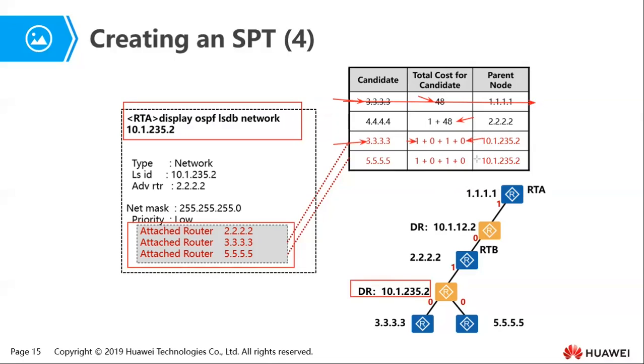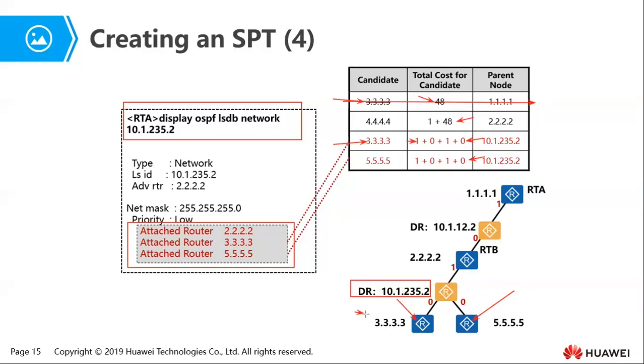This one has a cost of 2. Yes, let's see. This one also has a cost of 2. Okay, so we have two nodes that have the same cost, 3.3.3.3 and 5.5.5.5. When this happens, both candidates are added on the SPT. That's why you can see here, we've added 3.3.3 and 5.5.5 because they tied at the lowest total cost.